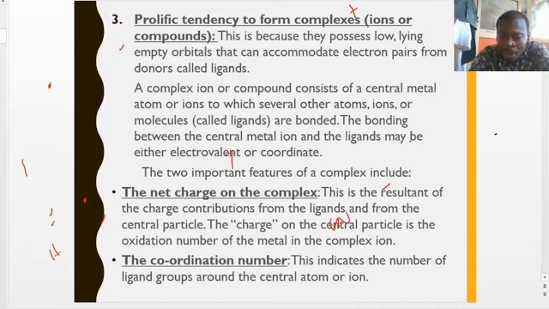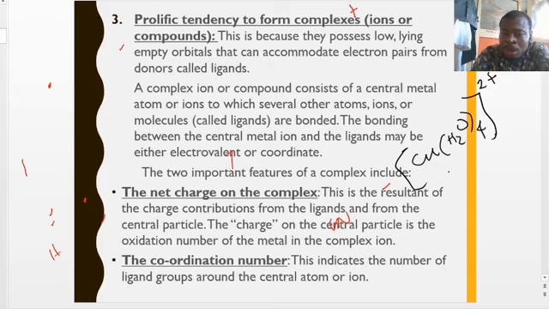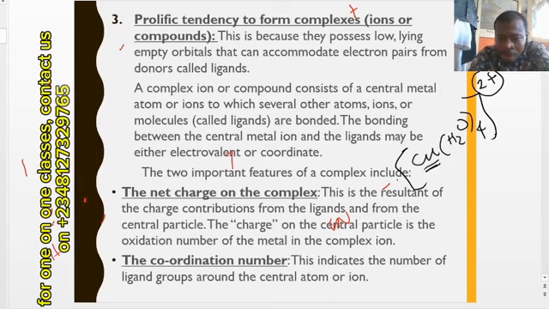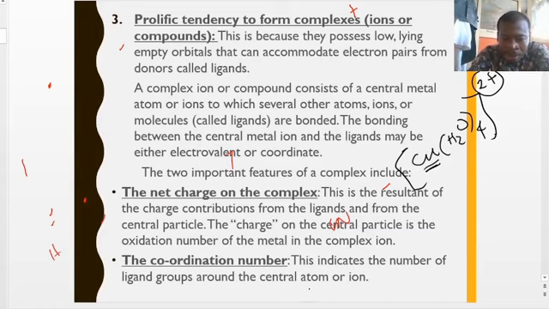So what are we saying? We are saying that if we have, let's say, Cu with H2O, and the 4 here, and the 2+ here, this is tetraaquacopper(II) ion. As for this, this is known as the net charge on the complex, the Cu2+, and it is determined by the central atom of the transition metal. So this central transition metal determines what the net charge is going to be. And then also the coordination number, which I've just explained, indicates the number of ligands grouped around the central atom. So that's an explanation for the third property of the transition metals, having a prolific tendency to form complexes, either complex ions or complex compounds.